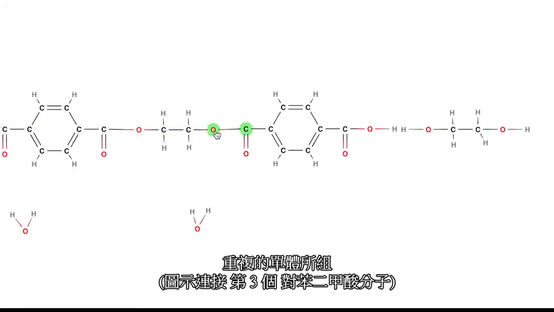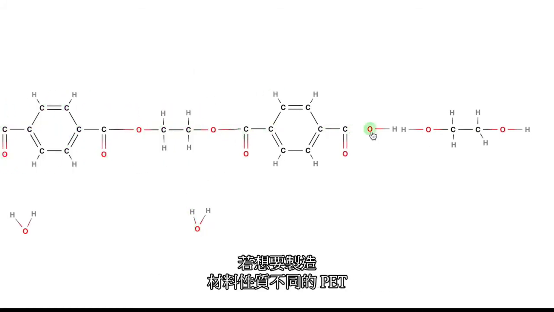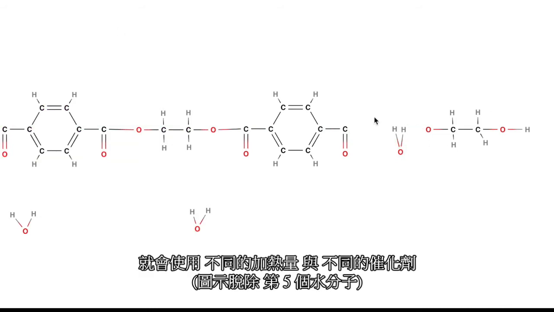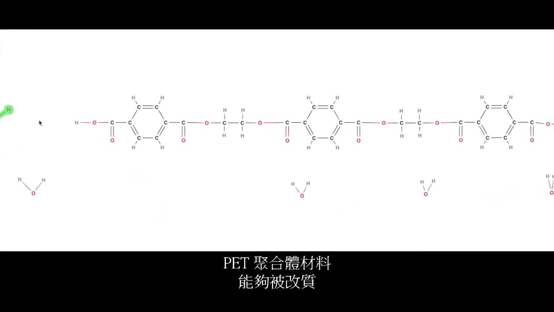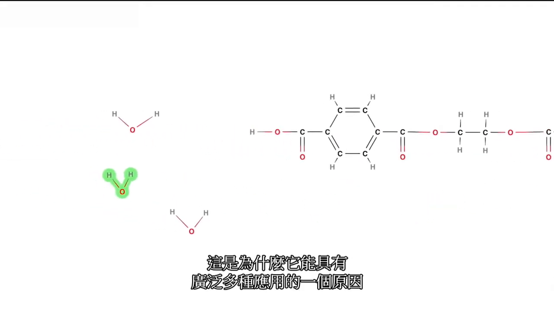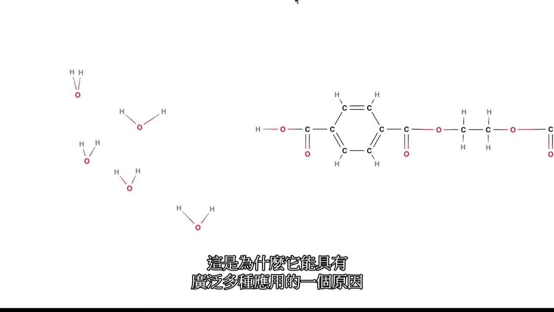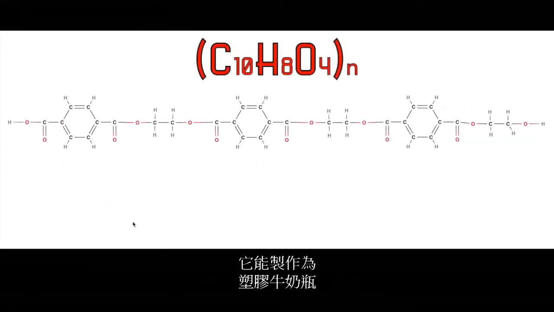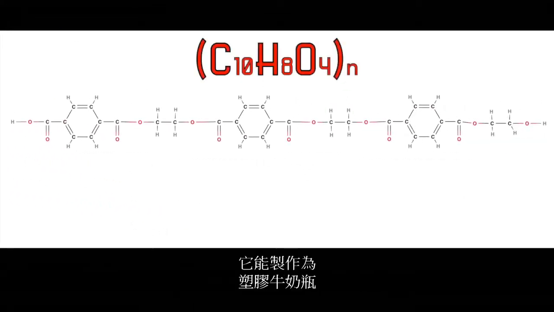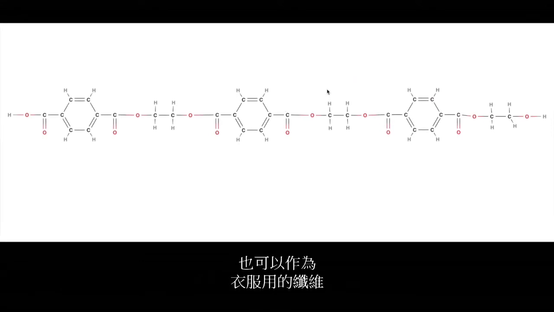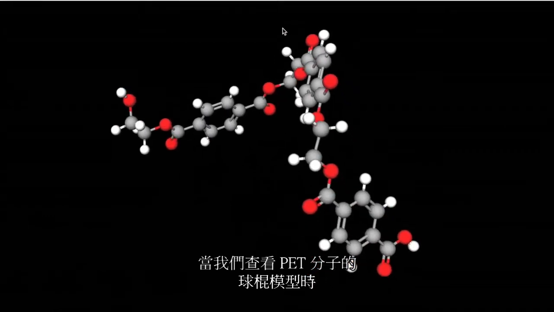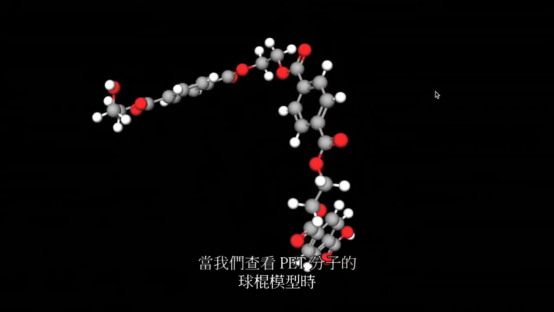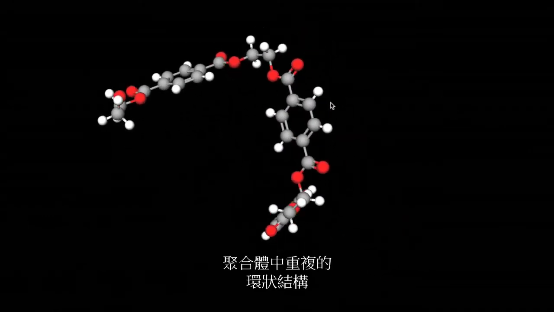molecule. To create PET with different properties, different levels of heat and different catalysts are used to influence the reaction. PET's ability to be modified is one of the reasons why it has so many applications. For instance, it can be used in plastic milk bottles, as well as being woven into fibers to be used in clothing.